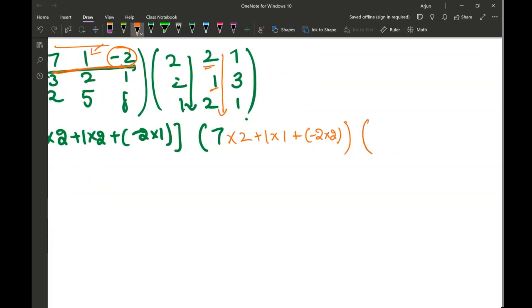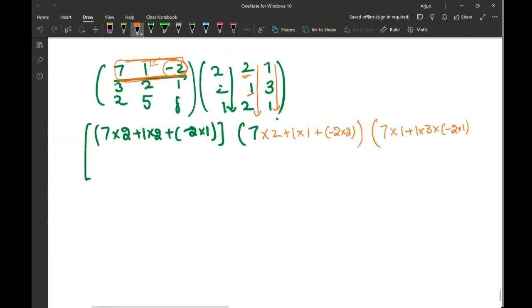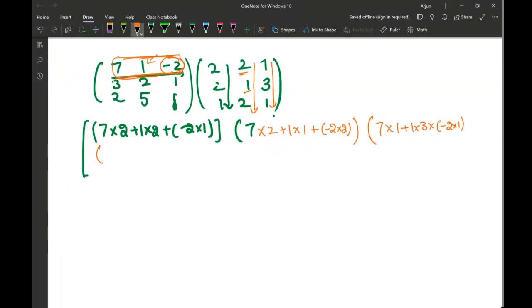So let's look into the third term. Again, the top three terms multiplied by these three terms. So it will be 7 times 1 plus 1 times 3 plus minus 2 times 1. So these are the terms. And then next we're going to use the second row and multiply it by the first column. So that will be 3 times 2 plus 2 times 2 plus 1 times 1.